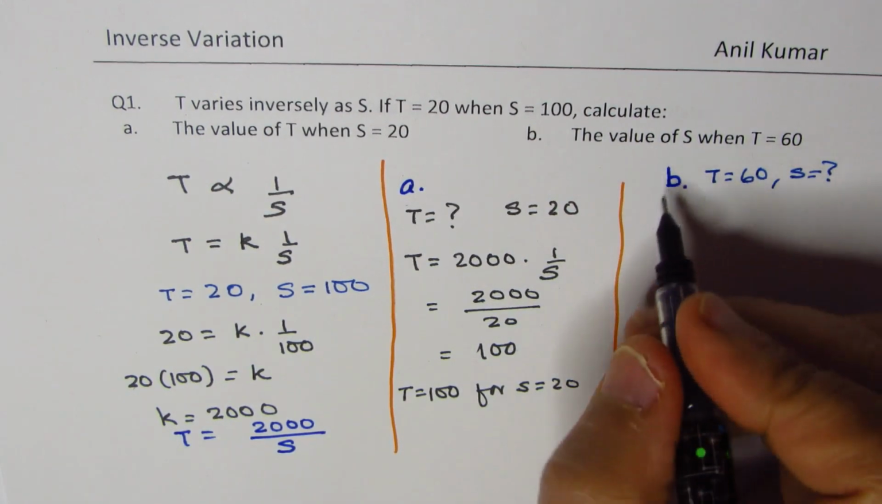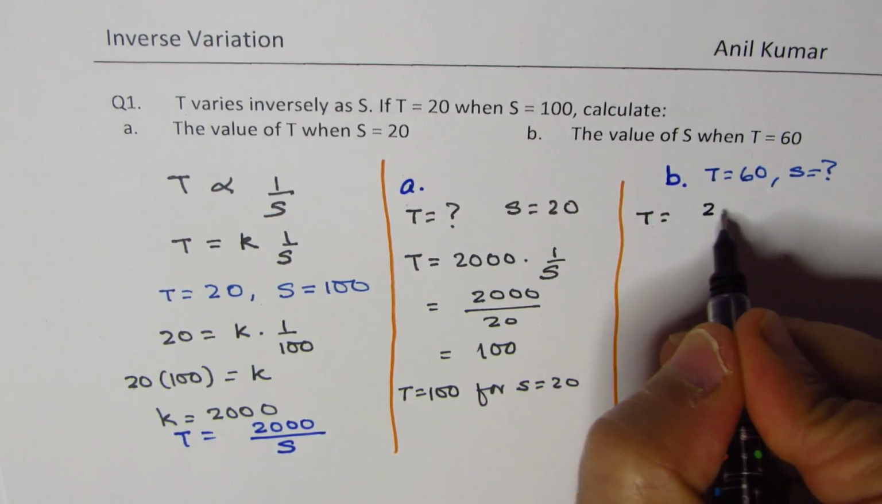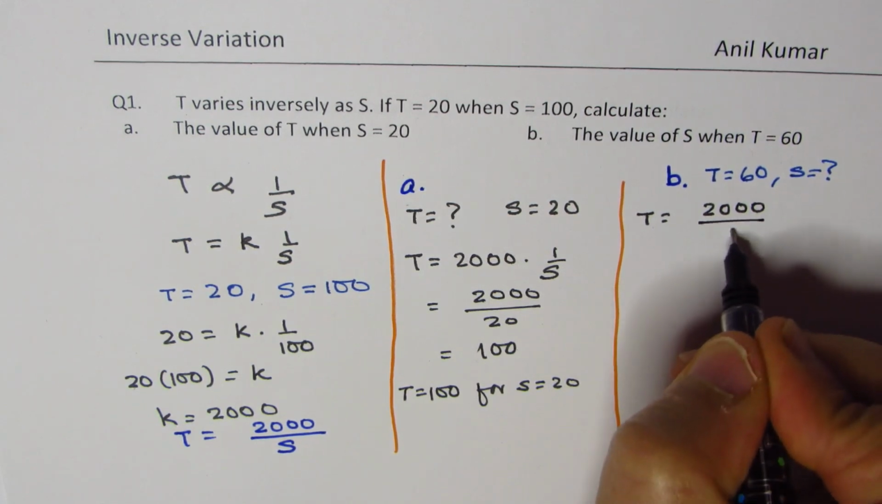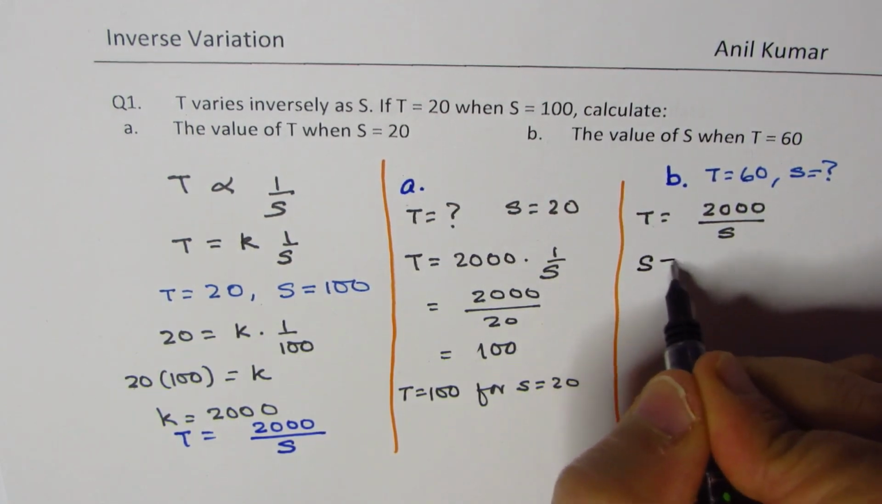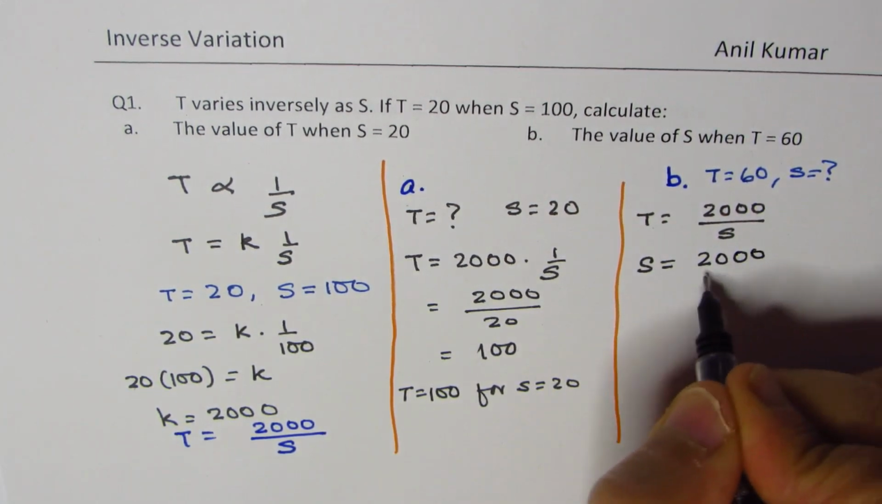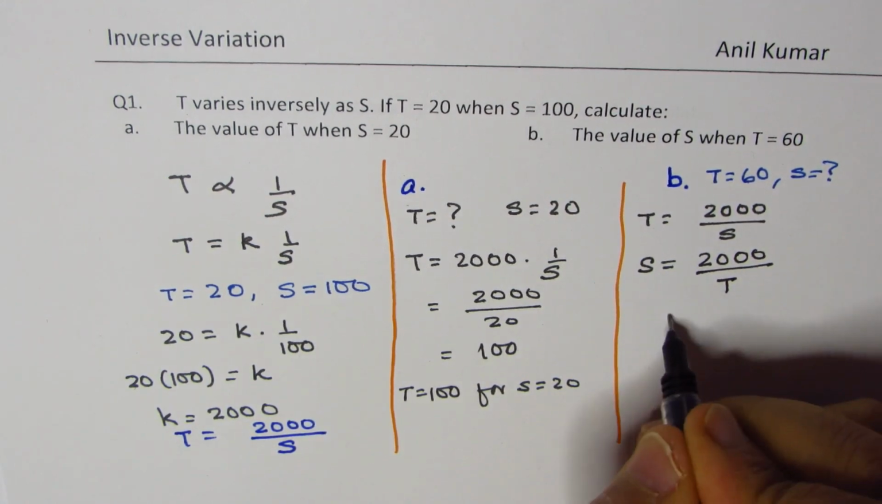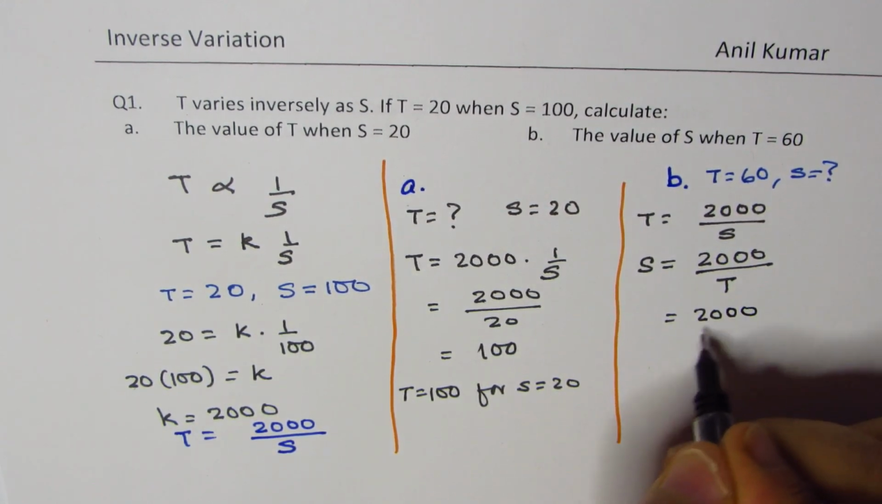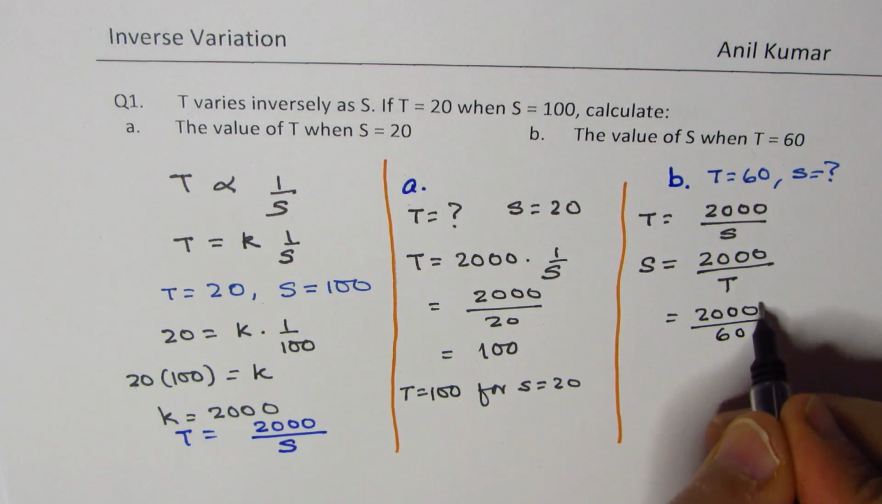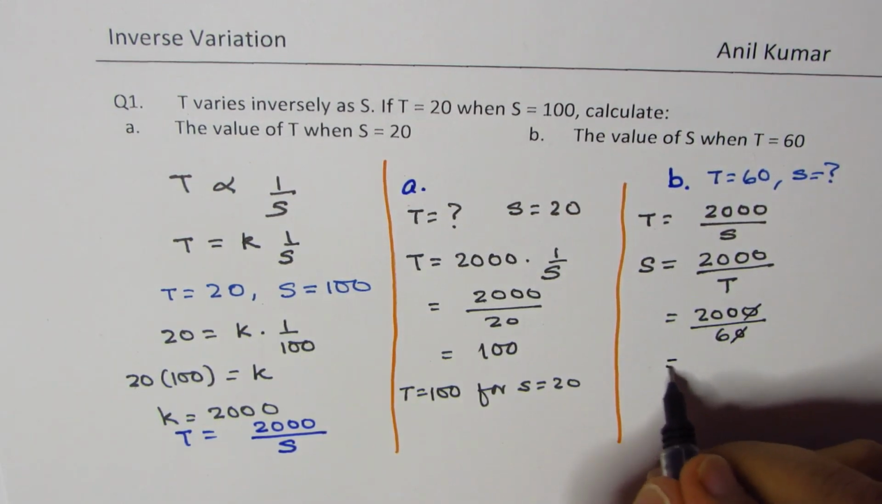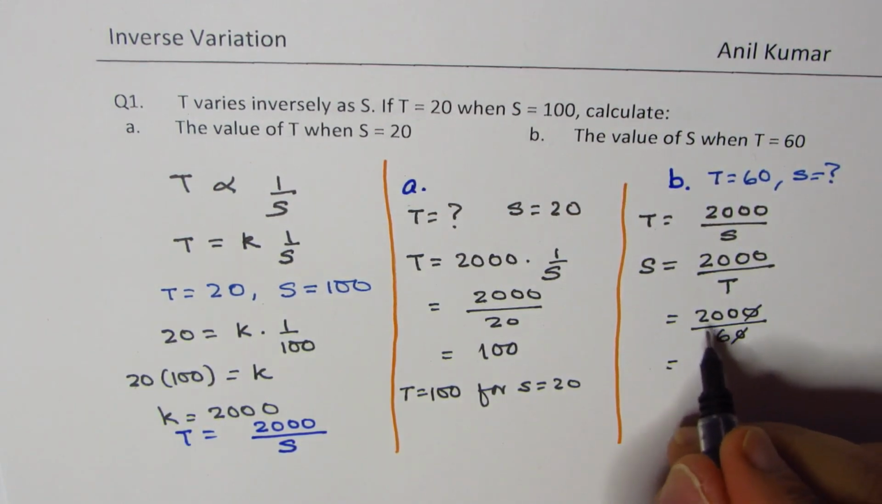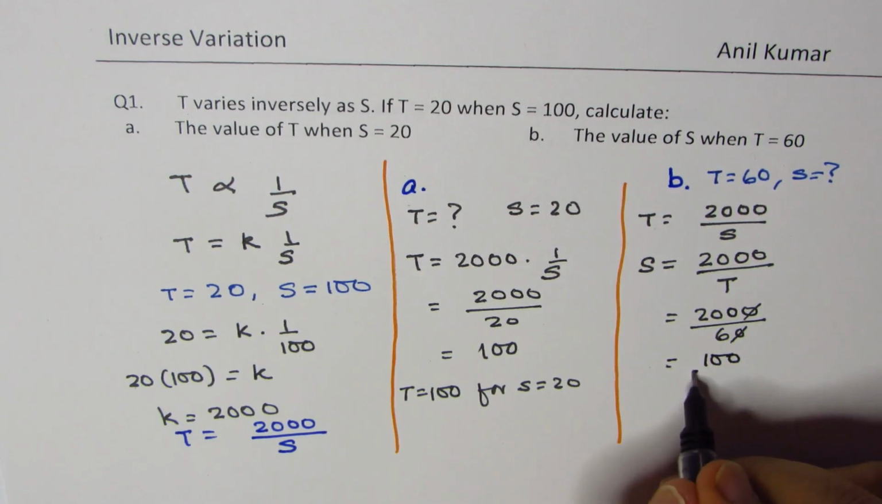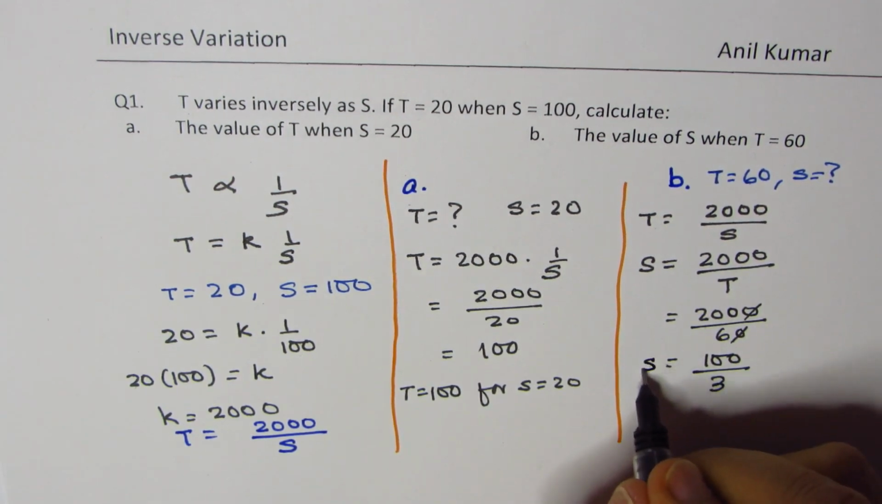So we have the relation that t is equal to 2000 over s. We can rearrange and write s equals 2000 over t. And so what we get here is 2000 over 60. So that can be divided, and we can now divide this by 2 also. So we get 100 over 3 as the value of s.